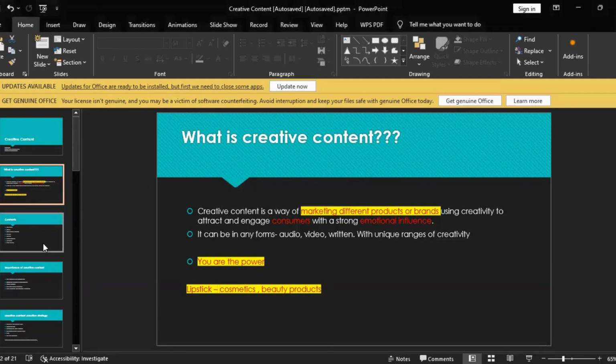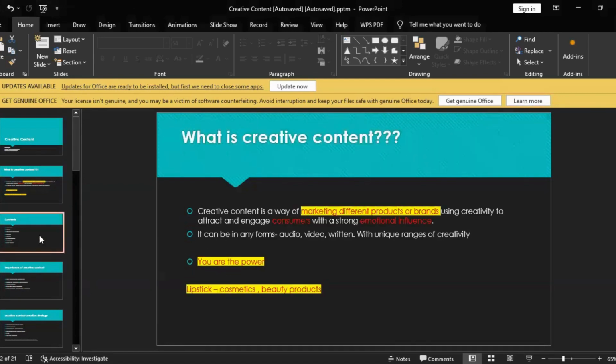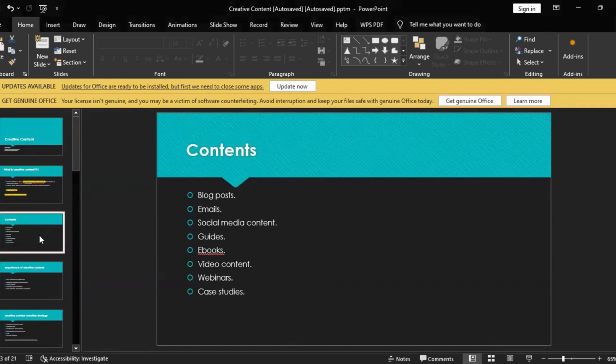Yes. So these are very filtered kinds of content. There are ample kinds, like blog posts, emails, social media content. In social media content, Instagram, FB, everything comes under this. Guides, ebooks, video content, webinars, case studies, so everything is content, okay?